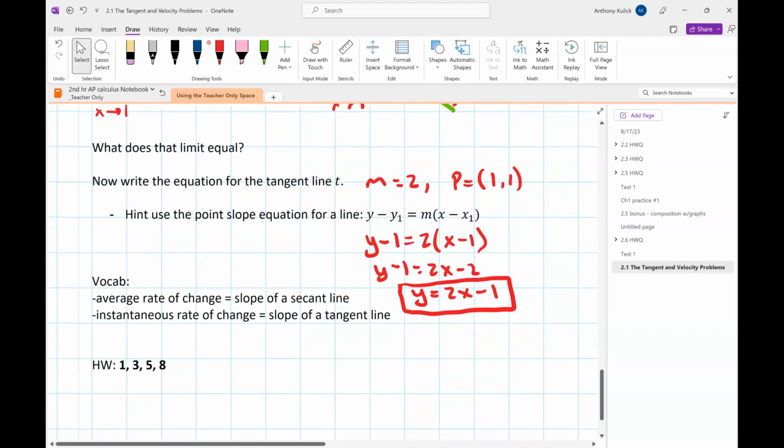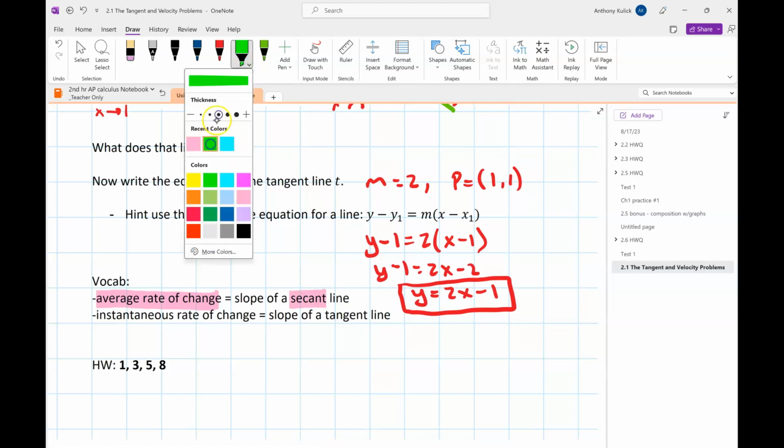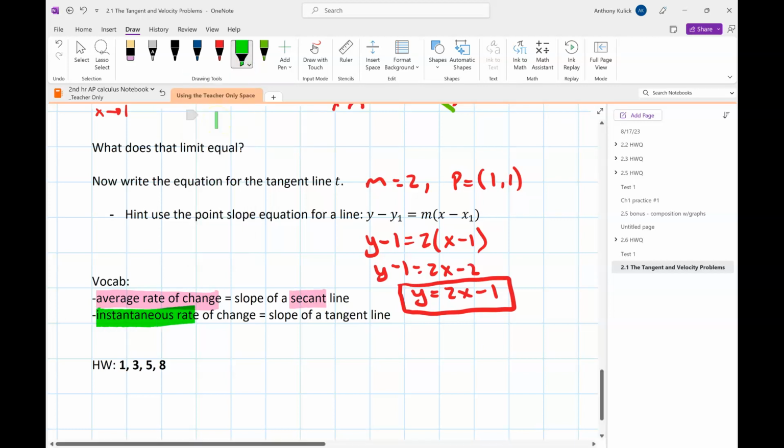So a piece of vocab here: when we talk about the average rate of change, we're talking about the slope of a secant line. When we talk about an instantaneous rate of change, we're talking about the slope of our tangent line.